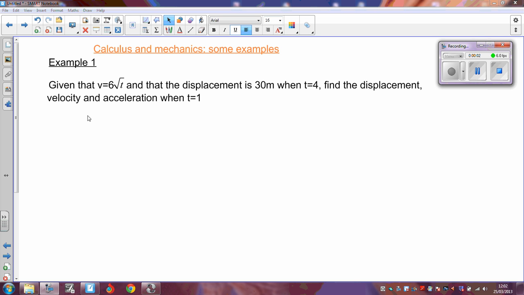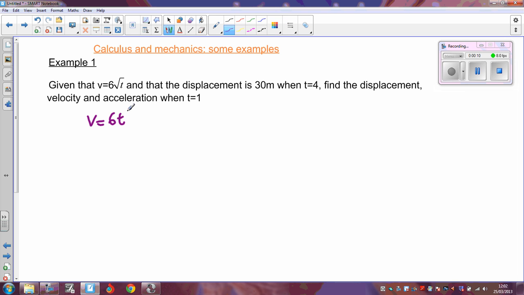Okay, so just some examples to do with calculus and mechanics. First of all, we are given that v is equal to 6 root t, or 6t to the power a half. And they're asking us to find the displacement and the velocity and the acceleration when t is 1. Well, first of all, we can see that when t is equal to 1, the velocity is going to be 6 times the square root of 1. Take the positive square root, so in other words, the velocity is going to be 6 meters per second. We can find that straight away.